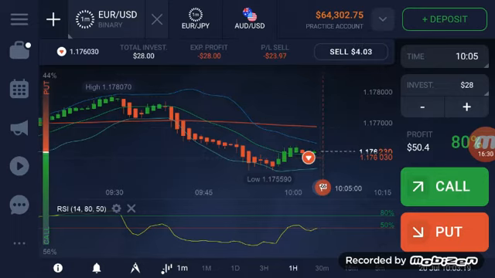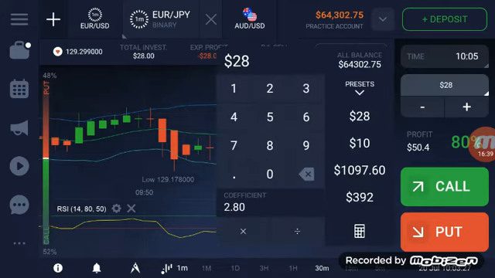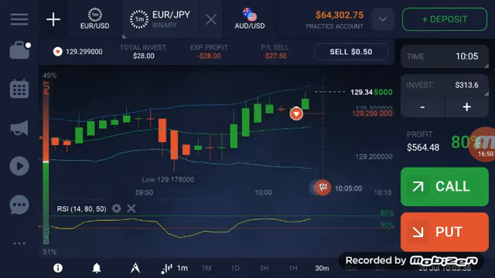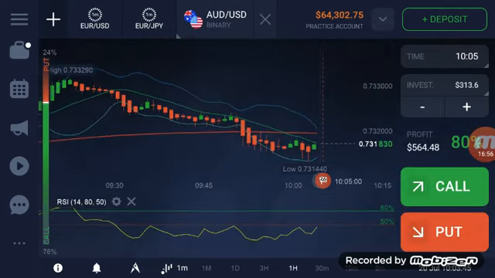This is gonna lose as well. That's gonna lose as well. Oh Lord, we're in a lot of losses here. So I need to do 28 times 4 and then multiply by the coefficient. Let's see if we can win back our money. Going into consolidation there.